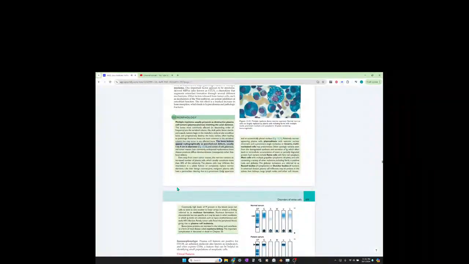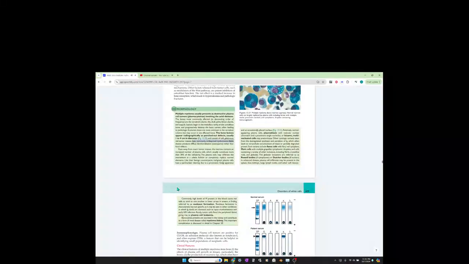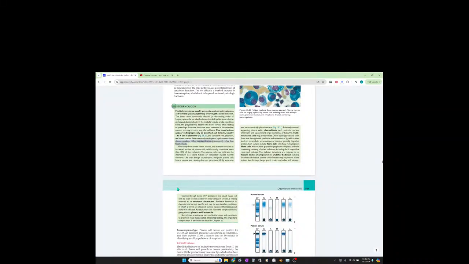The bone lesions appear radiographically as punched-out defects, usually 1 to 4 centimeters in diameter, and consist of soft, gelatinous, red tumor masses. Less commonly, widespread myelomatous bone disease produces diffuse demineralization rather than focal defects. Even away from overt tumor masses, the marrow contains an increased number of plasma cells, which usually constitute more than 30% of the cellularity. The plasma cells may infiltrate the interstitium in a subtle fashion or completely replace normal elements.